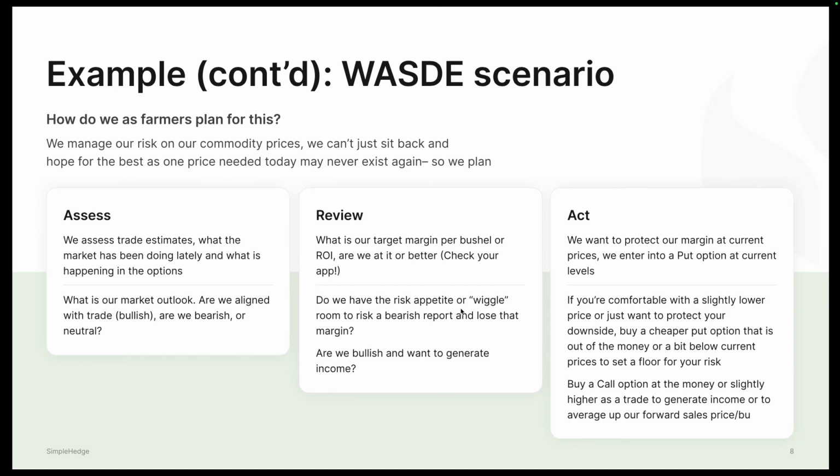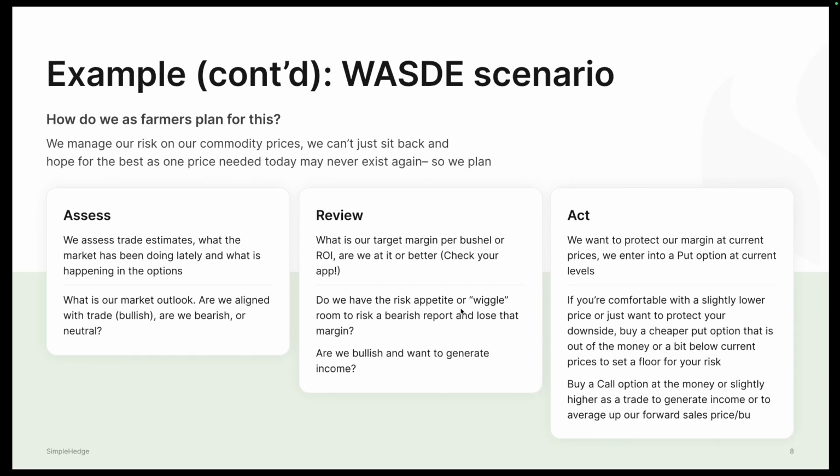So we can't just sit back. We want to look at all these things and prepare ourselves to make sure that we can capture the best prices that we can get for our grains and protect it against any unforeseen changes that may occur. As we know, one price that trades today may never exist, so we need to have a plan in place. So where should we start? Let's start with an assessment.